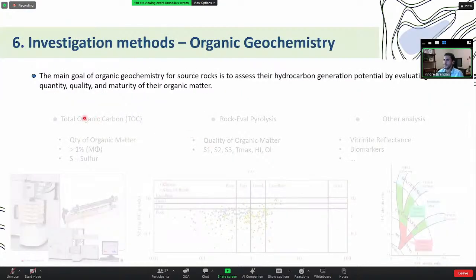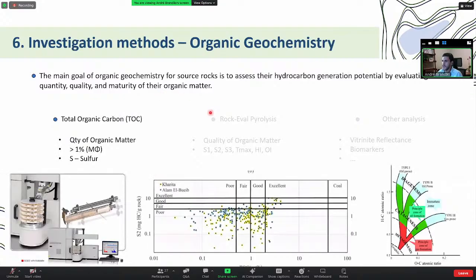So in organic geochemistry, the idea is to understand better the source rock, so we can understand better the generation potential of hydrocarbon, and we can evaluate the quantity, the quality, and the maturity of organic matter. There are a lot of studies again that can be done. In this case, we are talking mainly about three.